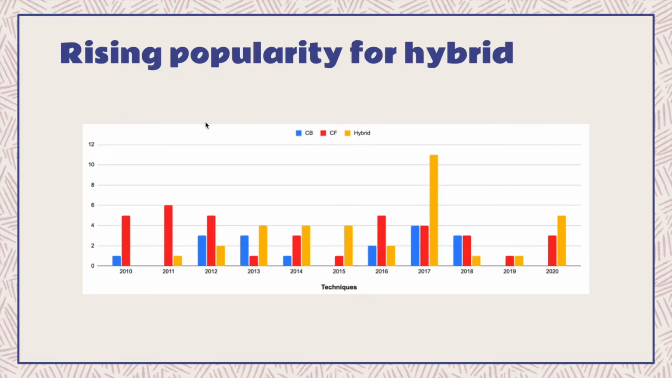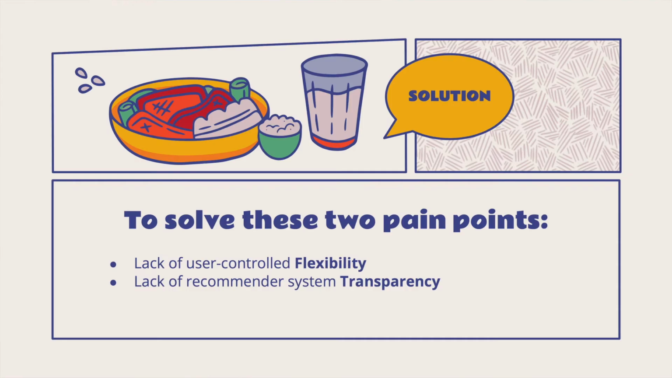And here's a graph of the rising popularity of hybrid methods. We can see the shifts in trends of the models used from 2010 to 2020. Now a lot of hybrid is being used. Therefore, combined with the user research we did, we came across two pain points of the current recommender systems' downfalls. One is a lack of user-controlled flexibility, and the other is a lack of transparency, and we will address those two issues in our solution.